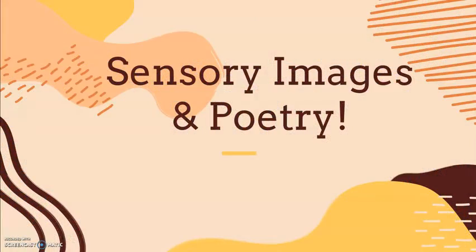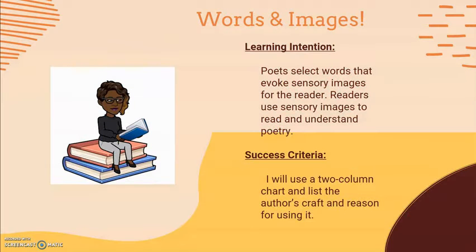Sensory images and poetry. Words and images. Learning intention: Poets select words that evoke sensory images for the reader. Readers use sensory images to read and understand poetry. Success criteria: I will use a 2-column chart and list the author's craft and reason for using it.